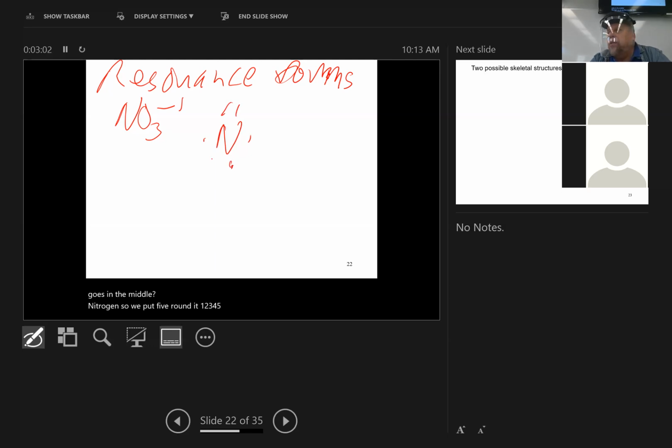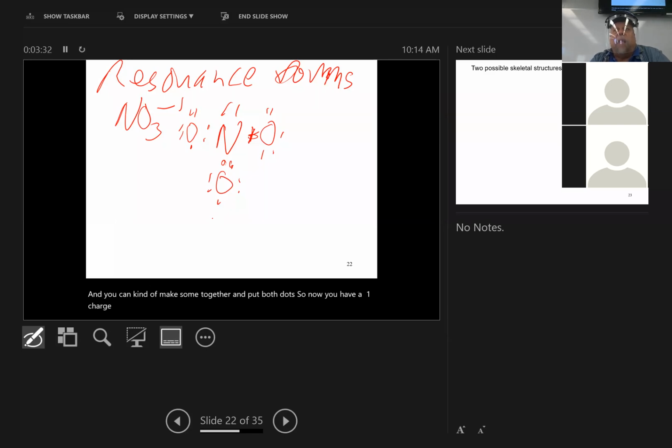So where are the 3 oxygens going to go? Yeah, very good. Very logical. Okay. So here you form a bond. Okay. Another one, they go over here. And then another one down here. And you can kind of mix them together and put both dots. So now you have a -1 charge. So what does a -1 mean? You added 1 what to it? 1 electron. So essentially what we have now is 1 electron.